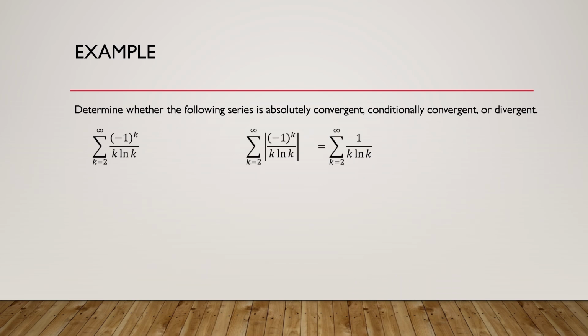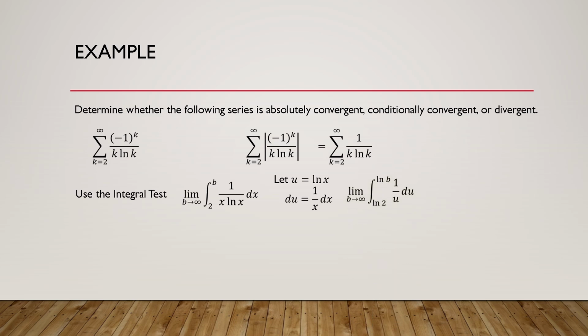Next, we use the integral test on the series of absolute values, or the limit as b approaches infinity of the integral from 2 to b of 1 over x natural log of x dx. To solve this, we let u equal natural log of x, making du equal 1 over x dx. When we substitute, we apply the u value to the boundaries of the integral so as to get the limit as b approaches infinity of the integral from the natural log of 2 to the natural log of b of 1 over u du.